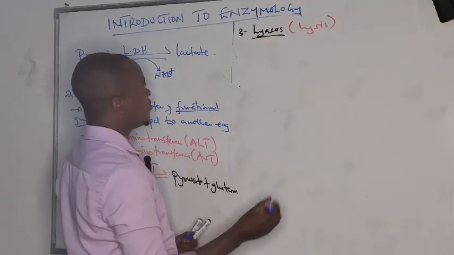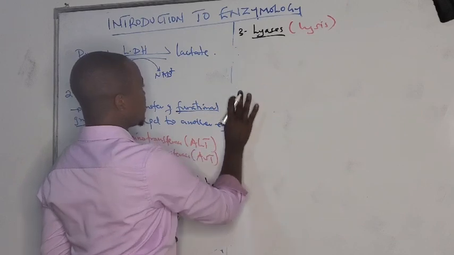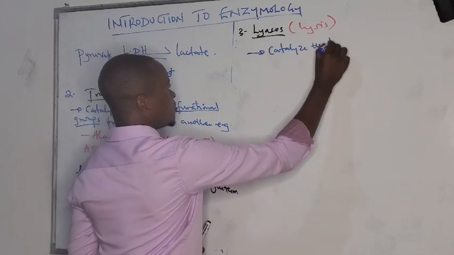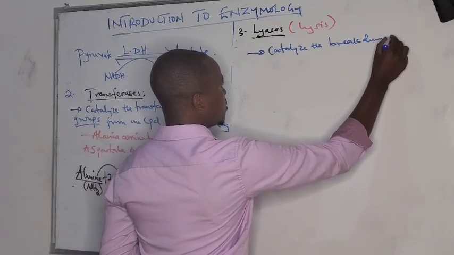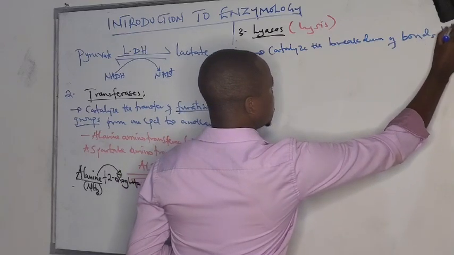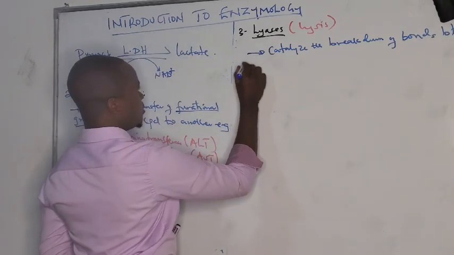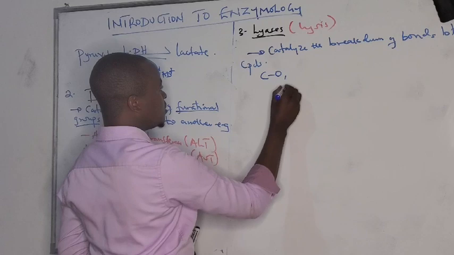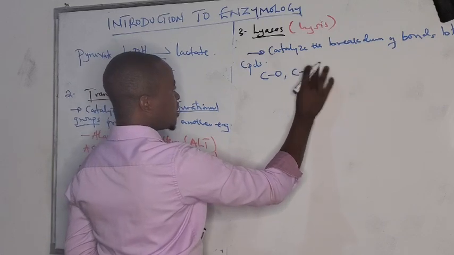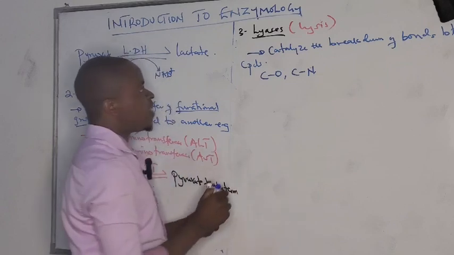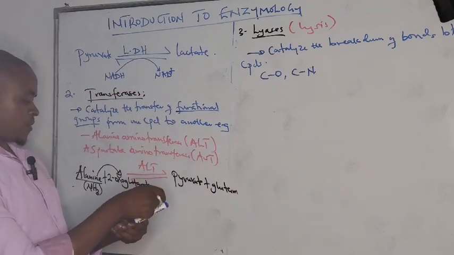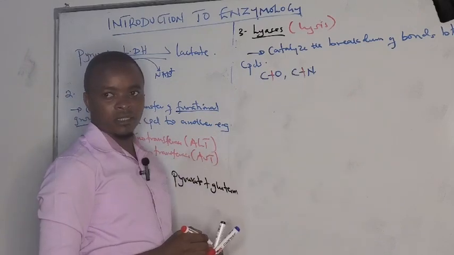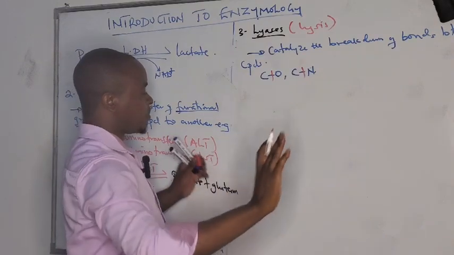These Lyases catalyze the breakdown of bonds between compounds. These are always bonds between carbon and oxygen, or carbon and nitrogen. So these Lyases come and break the bonds non-hydrolytically. They start breaking the bonds, then they lead to separation of these compounds.